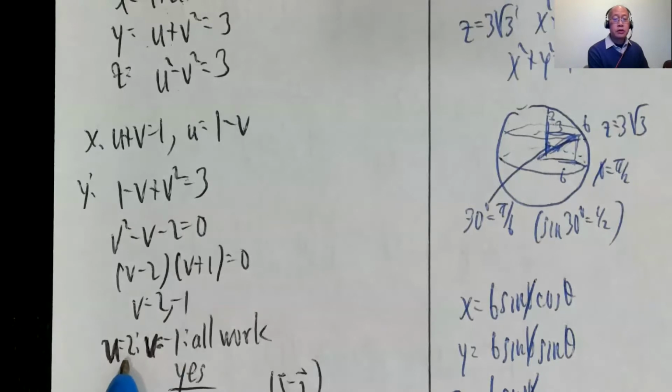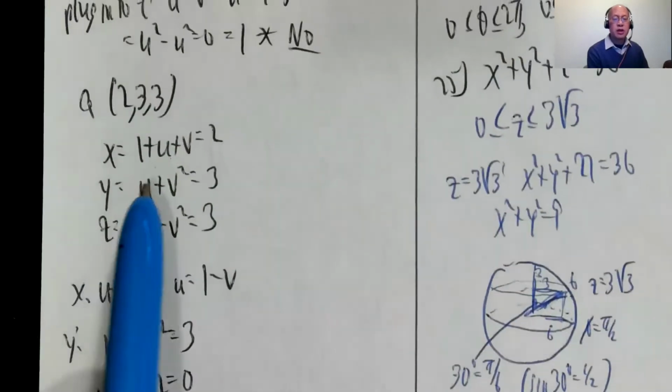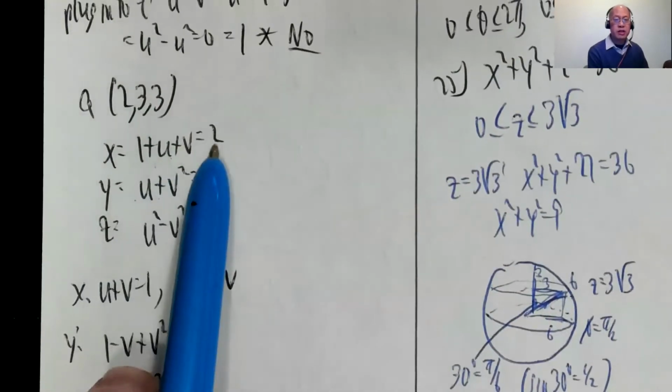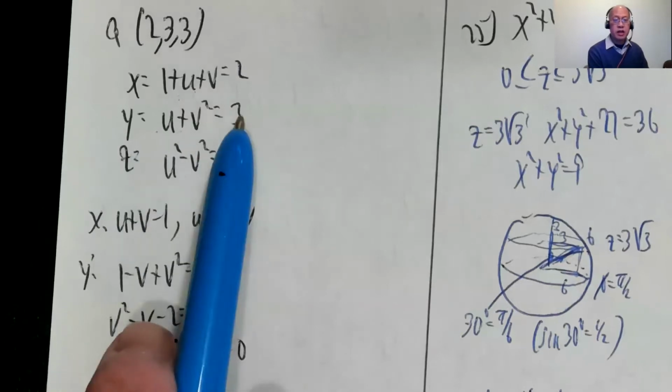Okay, so if u is 2 and v is negative 1, then 2, negative 1 gives me 2. 2, negative 1 gives me 3.